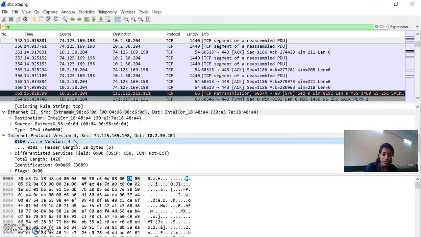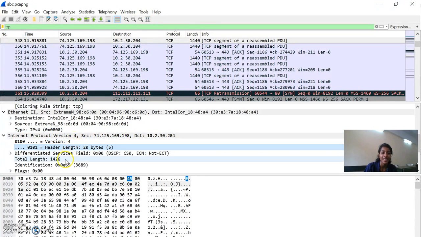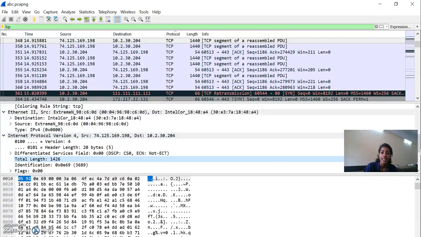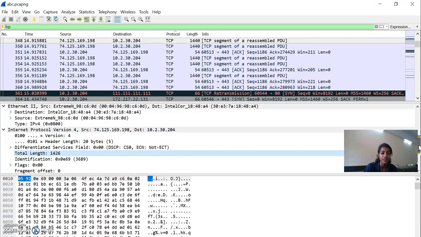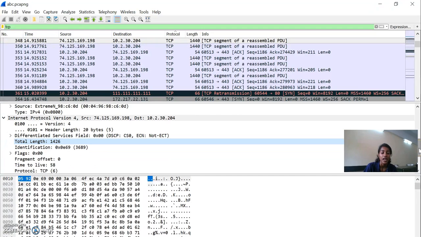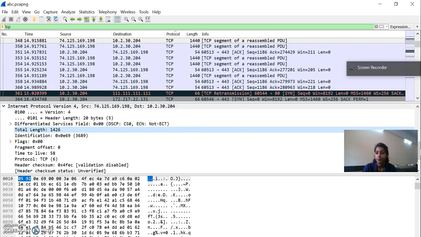Internet protocol version is v4, and header length is 20 bytes, and the total length is 1426. Identification number is 0x0E69, and flags are 0x00, and fragment offset is 0. Time to live is 58, and the protocol used is definitely TCP. Moving on to the next question.